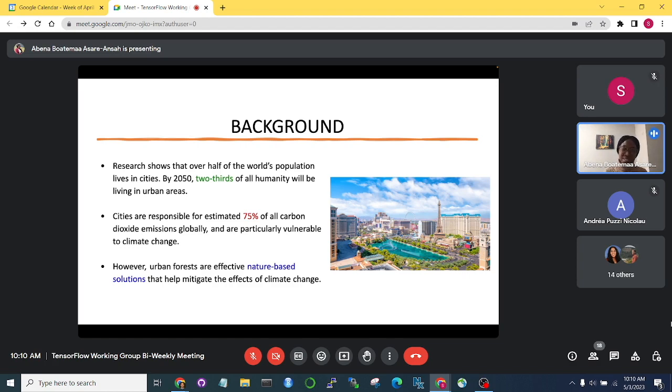It's also noted that cities are responsible for emitting about 75% of carbon dioxide globally. And we know that carbon dioxide is a heat-trapping gas that causes a lot of heat in the atmosphere and then also causes global warming. And this also affects climate change. However, urban forests can be used as a nature-based solution to help reduce the effects of climate change.